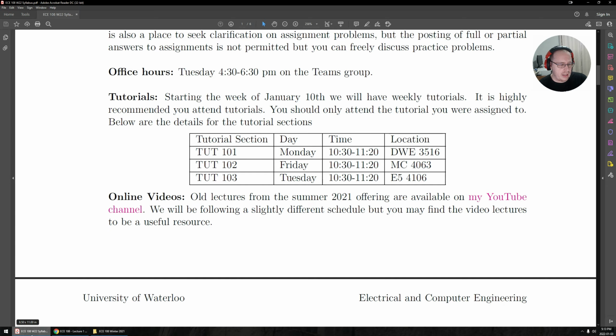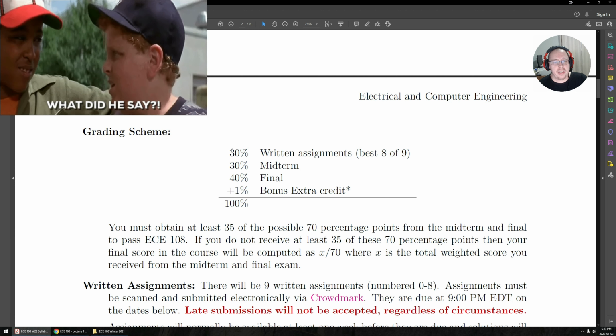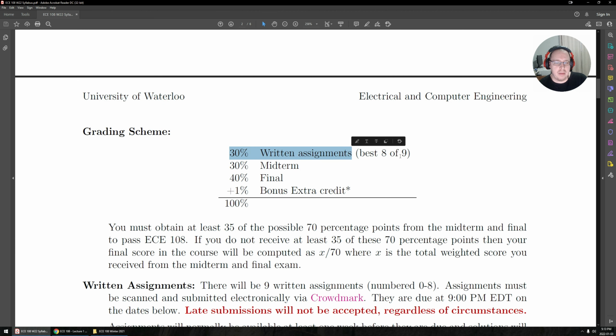Okay, so now let's go back into more syllabus stuff. So grading schedule. The grading schedule worked down like this. We have 30% from written assignments. We will have 9 total, but we only take your top 8. In addition to this, the midterm and the final are worth 30 and 40% each. And there's this 1% bonus extra credit for attending certain sessions. I'll talk about those in a bit.